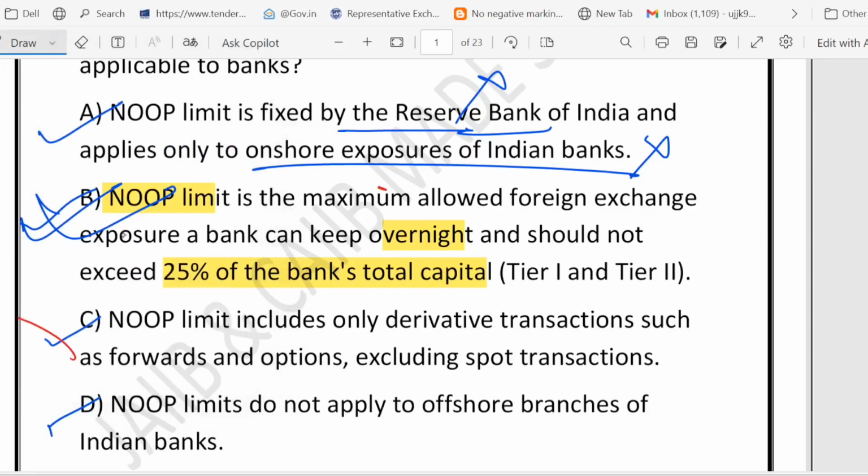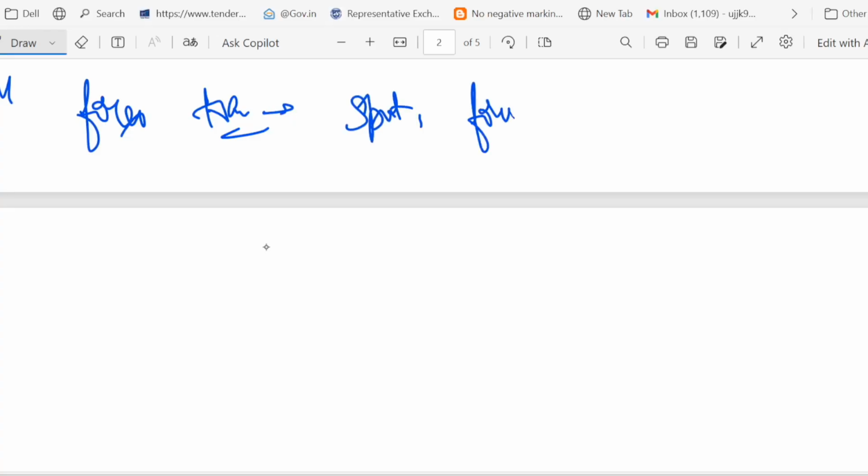This option C is incorrect. Why is it incorrect? Because if I tell you that NOOP limits cover all kinds of foreign exchange transactions, remember, it covers all kinds of forex transactions, whether it is spot, forward, or derivative, right? So everything gets covered. Because whether it is a forward contract or a simple currency purchase, it all adds to the bank's total exposure, right?